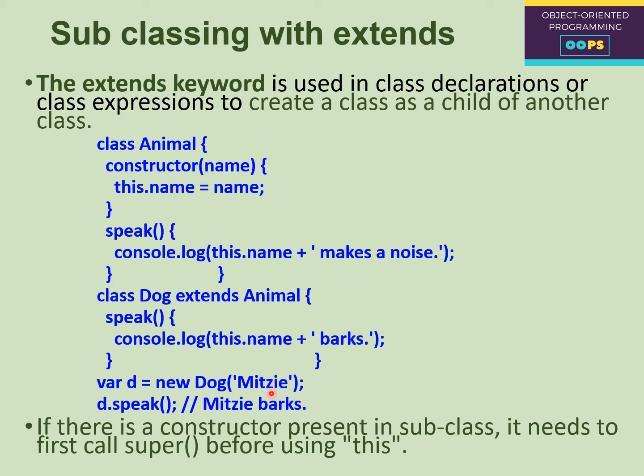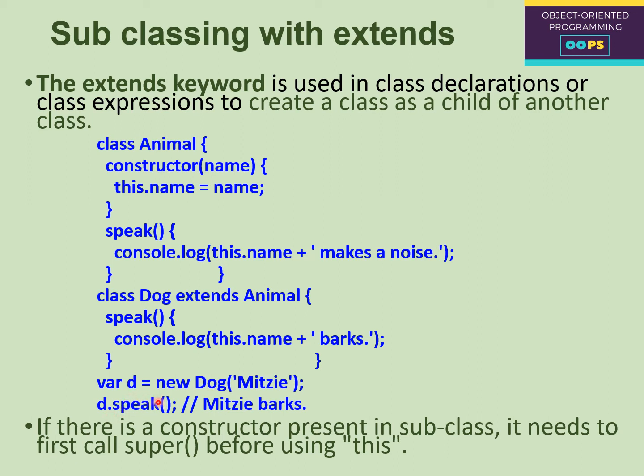So here mid-c will be copied to this name, and animal's name will be assigned with mid-c, and that name is available in dog class. Then this dog object is allocated to variable d.